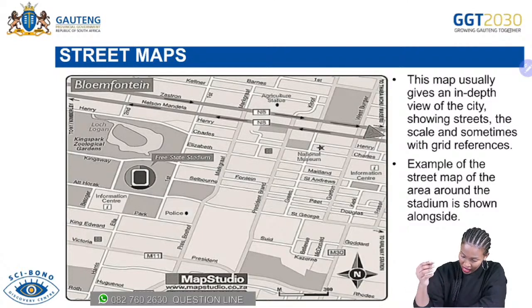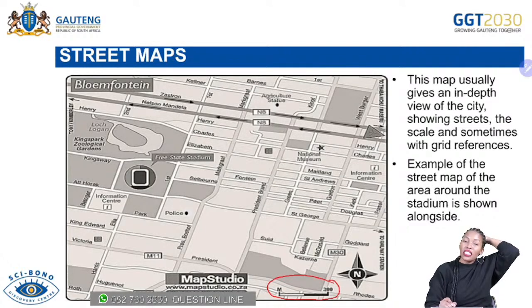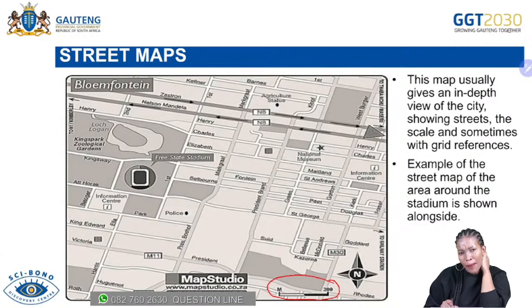Let us look at this map of ours. This one, it has a bar scale. This is the scale. So you can expect the examiner to ask you what type of scale is represented in that map. So this scale is a bar scale.